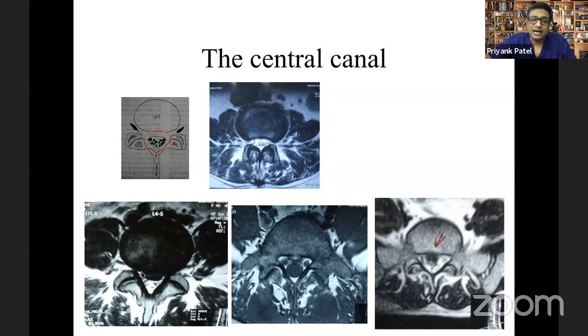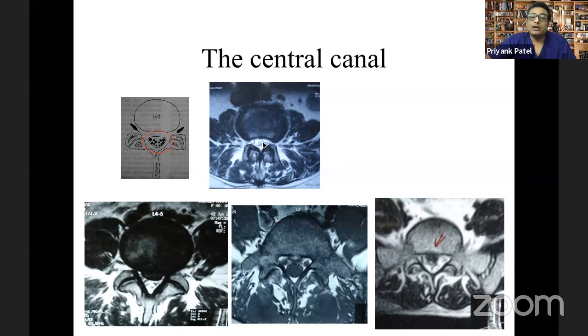So you can have a central disc which is coming out, which is compressing the central canal. So you see the difference between this and this. Again, there's a disc which has come out, which is compressing the central canal over here. So you can again appreciate here, you have a disc which is more on the right side, so it's compressing the central canal on the right side. So this is how the central canal starts getting compressed.